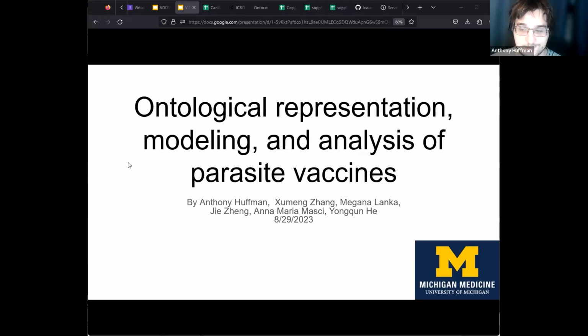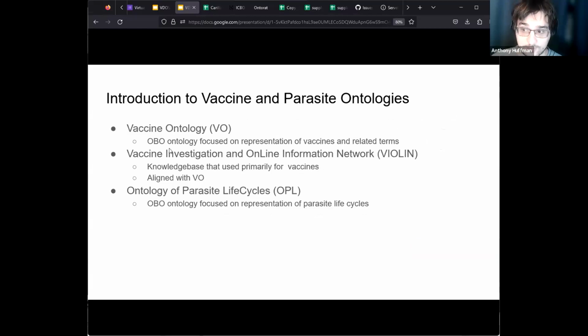Thank you for letting me skip my first slide. Before we begin, I want to establish that for this talk, we're mostly focused on 3 ontologies and knowledge bases. The first is the Vaccine Ontology, which is an OBO-focused ontology on the representation of vaccines, adjuvants, antigens, and all pathogens, anything that a vaccine interacts with. This ontology is used to help inform the Vaccine Investigation and Online Information Network, which is a primary knowledge base that we use to store information on different vaccines.